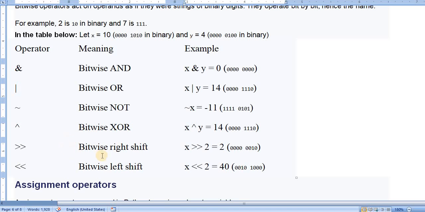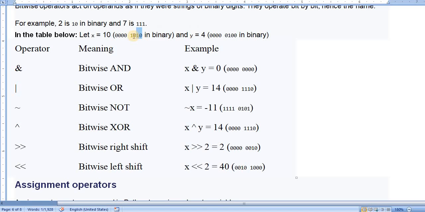Next is the shift operator. It shifts the bits. Look at the binary digit here: this is 1010, and here it is a right shift. How many places will it shift? Two shifts. So 1010 will shift to the right. The last 2 bits, 10, will shift to the right and be placed here, and the rest of the values will be replaced with 0.